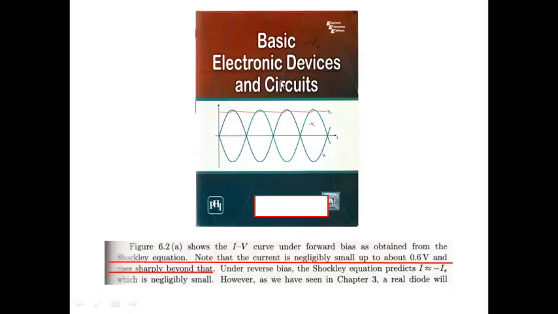For example, there's another book which says, note that the current is negligibly small up to 0.6 volt and rises sharply beyond that. That is as if after 0.6 something special is happening inside the diode, that suddenly the current is taking off. And I just showed you, current is not taking off or anything. Current is exponential above 0.6. Current is exponential below 0.6.